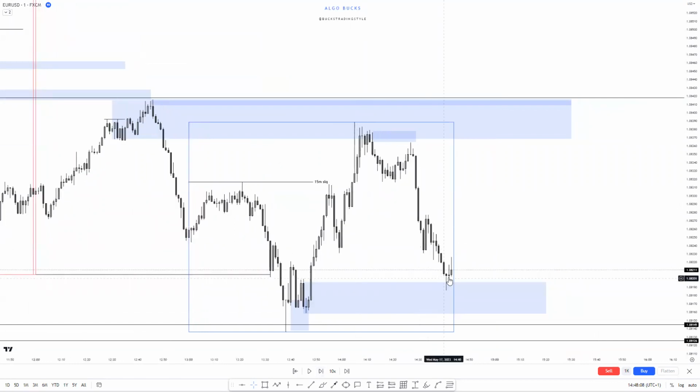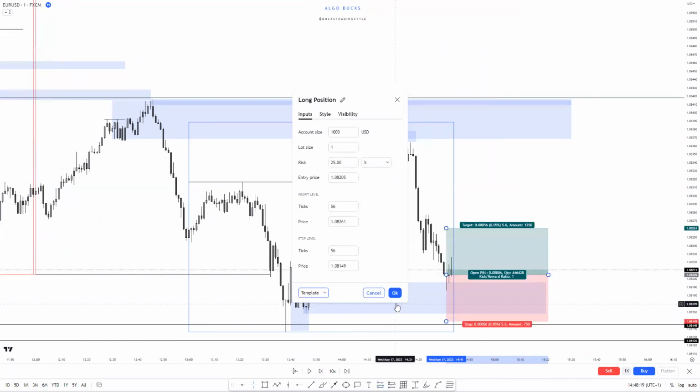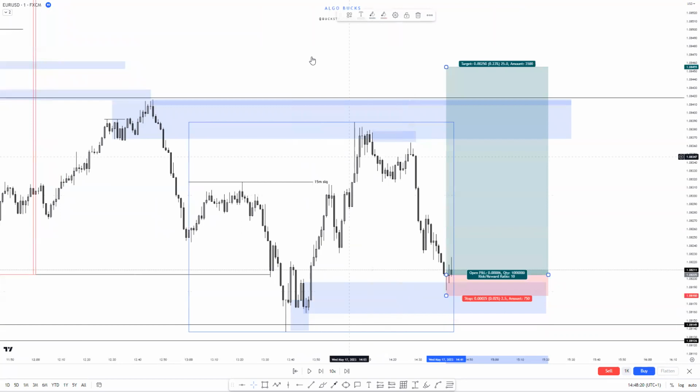So I'll be taking the buy right there on that rejection candle. Now this buy is actually risky. It's like counter trading because this is our liquidity low. Sorry, this one is our liquidity low, the one price to take.